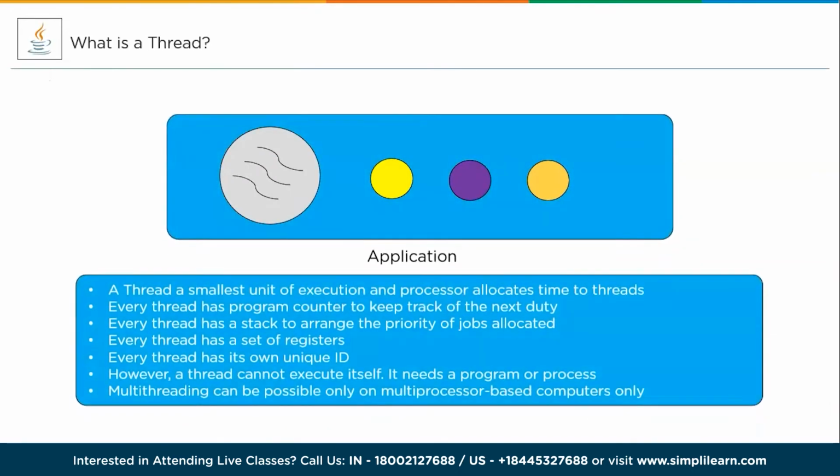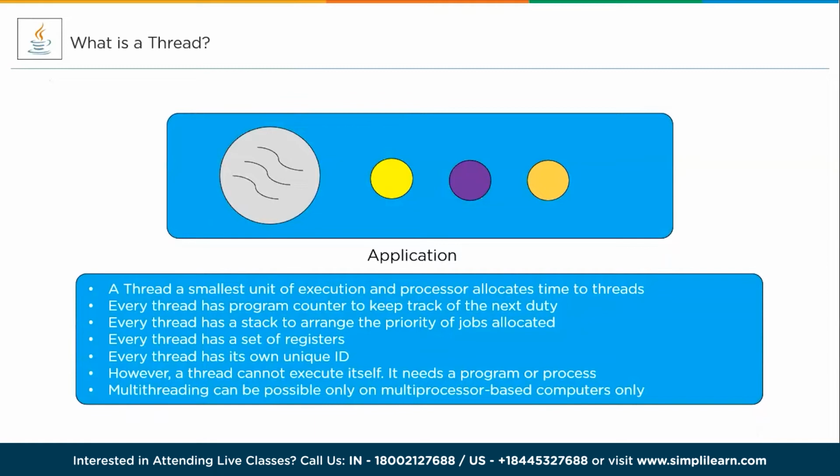Now moving ahead into the next part. A thread is the smallest unit of execution, and a processor allocates time to threads. Every thread has a program counter to keep track of the next duty. Remember I said one single main thread will create multiple child threads, right? Each and every thread will have a program counter which takes care of where to go and what part of the code is to be executed. Sometimes you call a function and the entire control is sent into that function body, and the main body will be waiting for a response from that function. It can be the data, or it can be the control which comes out of the function after the execution, right?